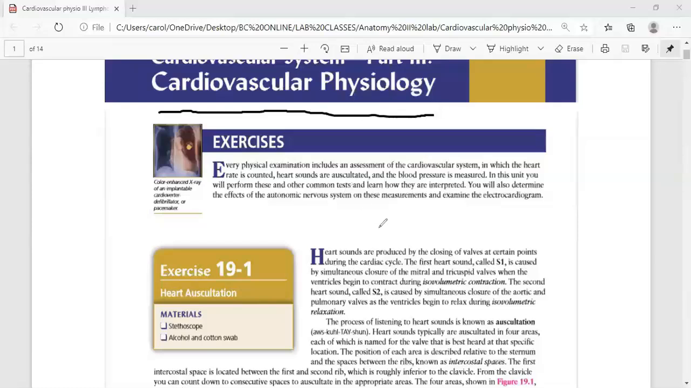So we have right here cardiovascular physiology. What's the job of the heart? Basically to pump the blood, right? And when the heart pumps the blood, then it's going to create some sounds. And that has to do with the cardiac cycle, right? Cardiac cycle right there.